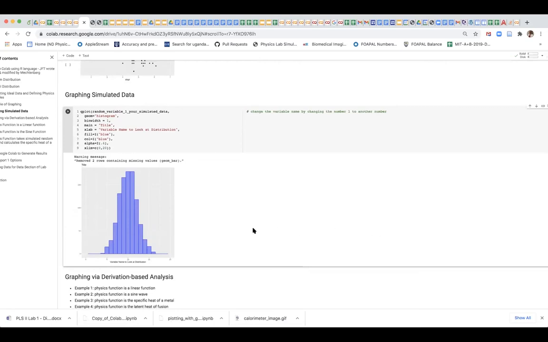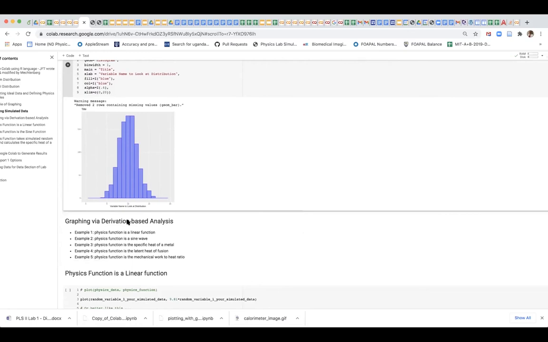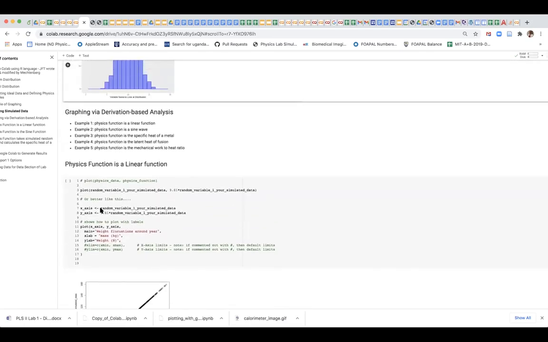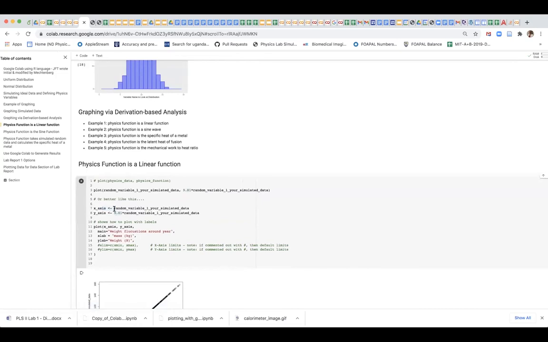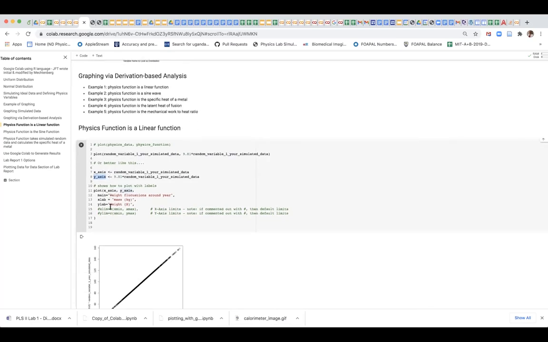Yes. Okay. So now, where in the world are you going with this? This is not physics right now. Well, now we're going to make it physics. Okay. So let's say we have a bunch of simulated data, but that simulated data is supposed to be masses. And then we take the masses and multiply them by 9.81 meters per second squared to get the weight. And we're going to just call the masses the x-axis and the weights the y-axis.